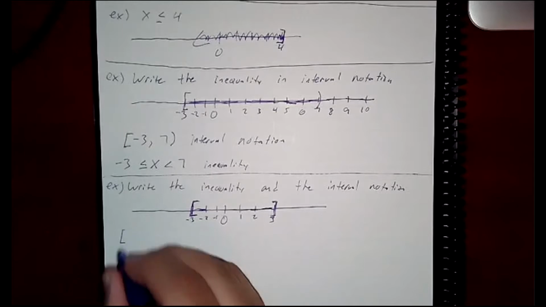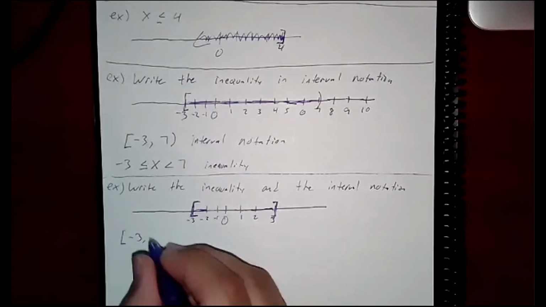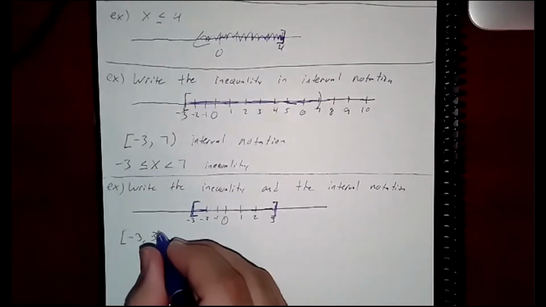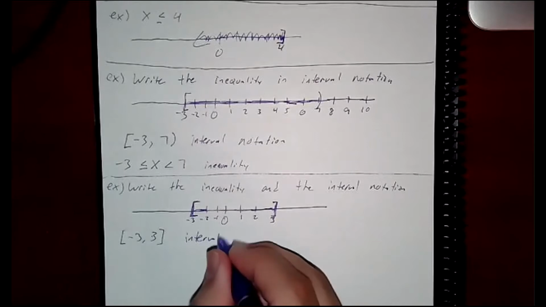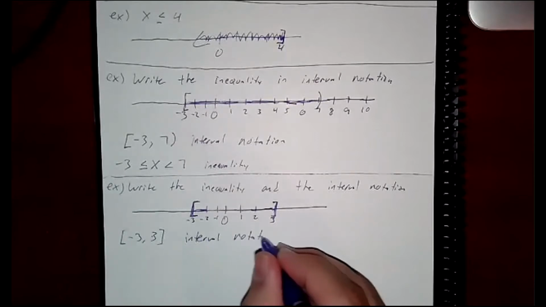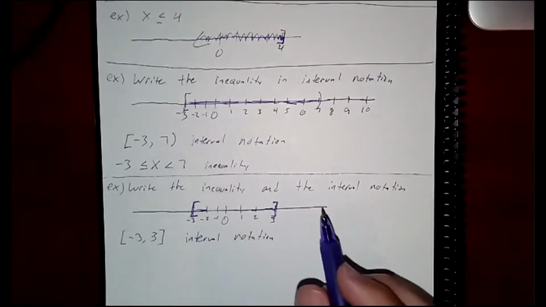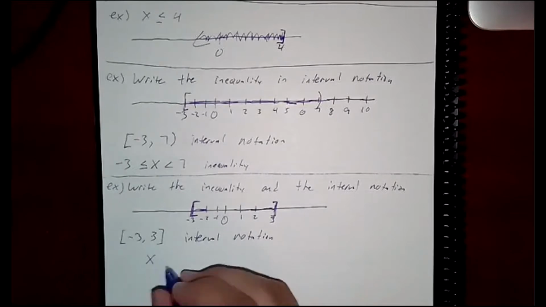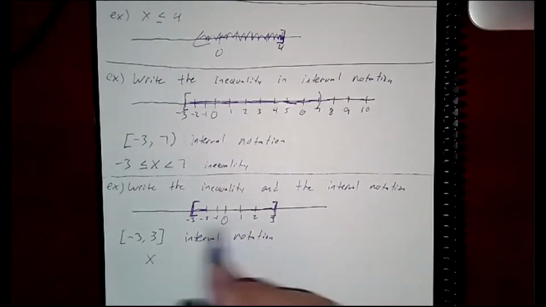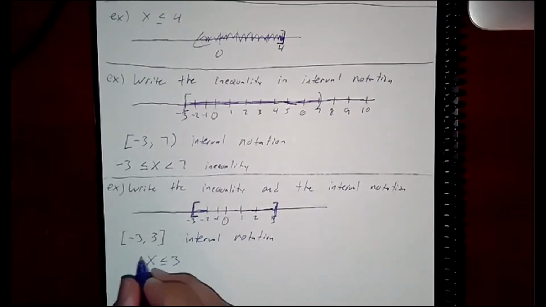So the interval is not too bad. Since they're including it, you just say this, right? That means everything in between, and the endpoints. The inequality, however, would be all x's, x representing all the numbers in between, less than or equal to 3, less than or equal to -3.